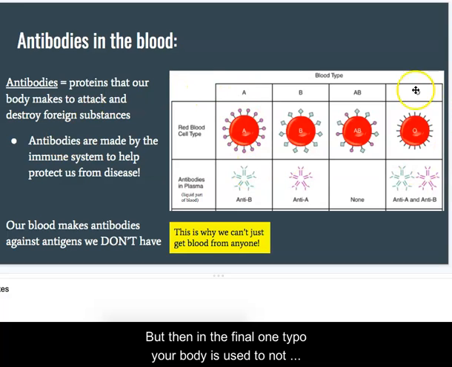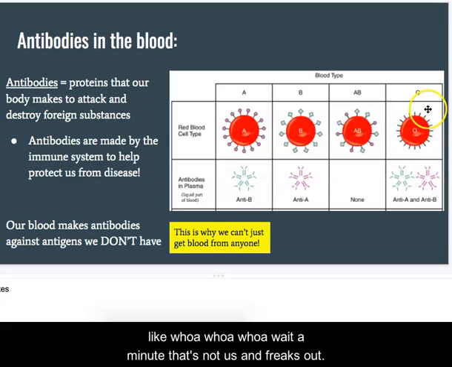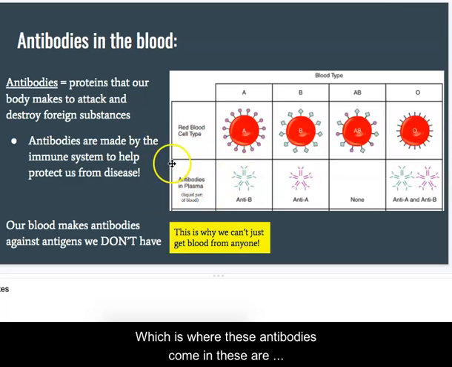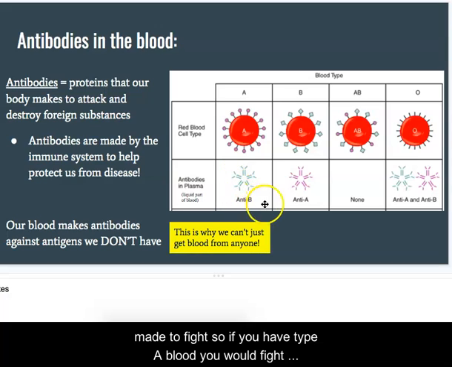But then in the final one, type O, your body is used to not recognizing any antigens. So if some show up, your body's like, whoa, whoa, whoa, wait a minute, that's not us, and freaks out, which is where these antibodies come in. These are made to fight.